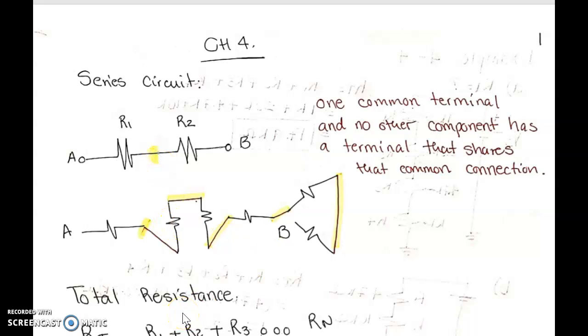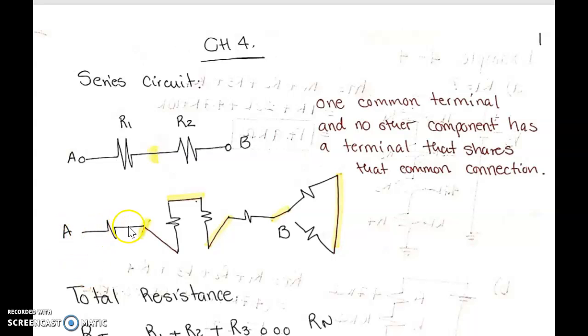And they don't have to be a straight path like this. They can be connected like this. You see, it's all random. But as long as we can trace a single path and a single point connection between the components, they are considered to be a series circuit. Because the definition of a series circuit is that the current has only one path to go through. It doesn't have options, but only one way to go through.